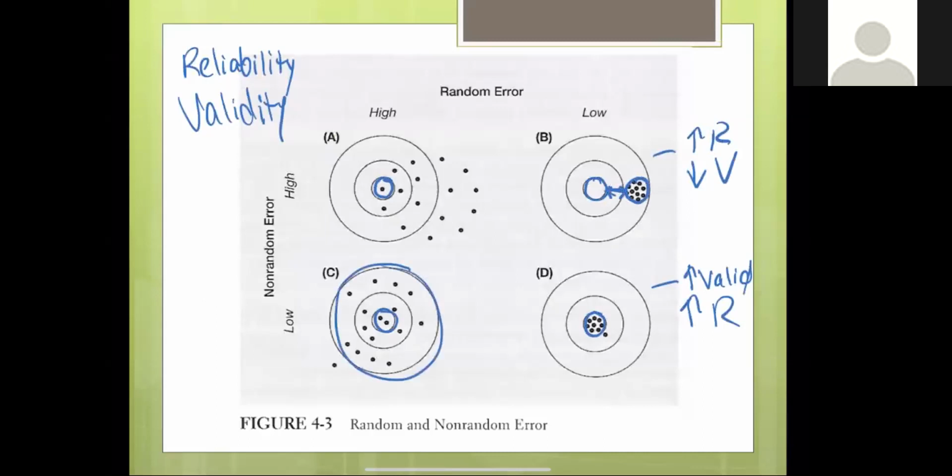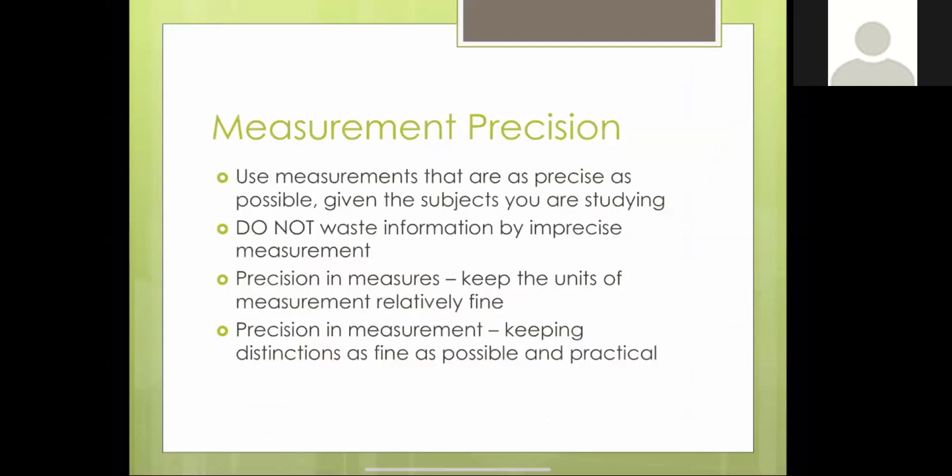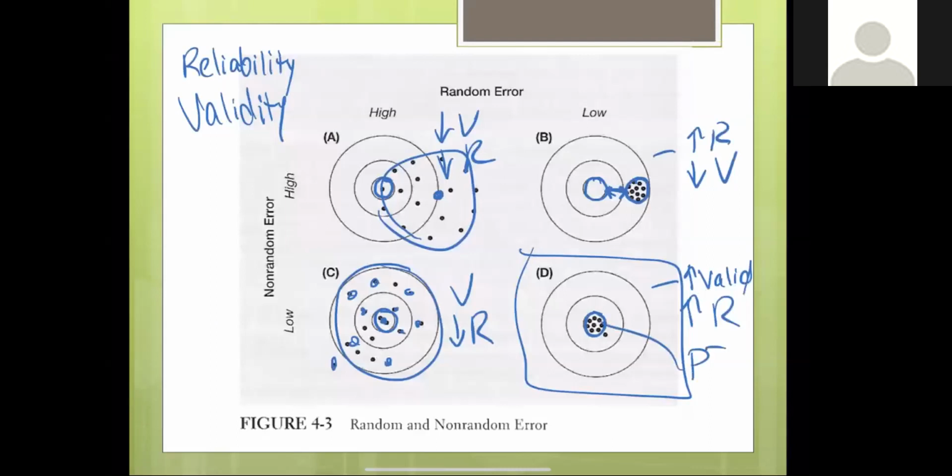Here you have high validity but low reliability, because you're hitting the middle of the target on average, but every time you end up all over the place because you're measuring slightly differently each time. This is low validity and low reliability, because your center point is way over here and you're all over the place. You're not reliable and you're not valid. That makes sense?